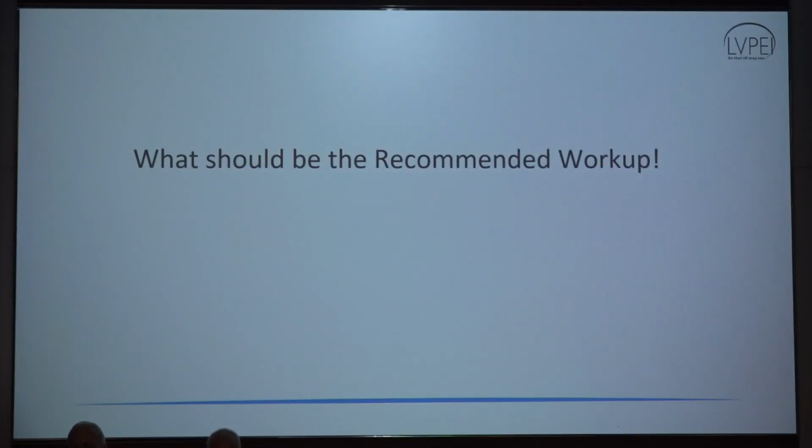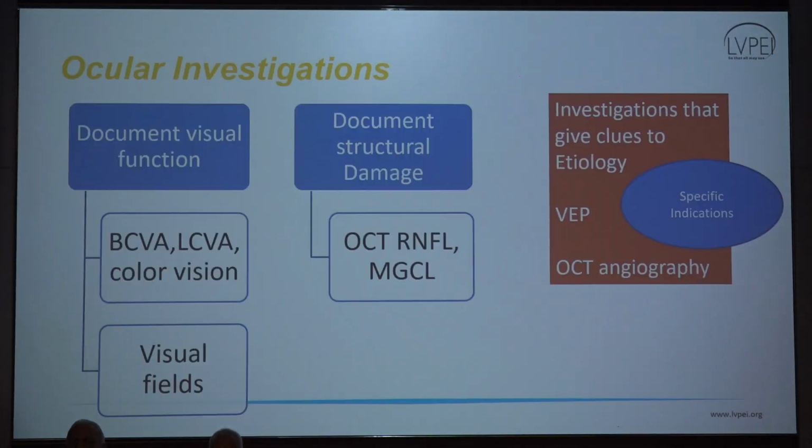So given this, what should be our recommended workup in today's age? Well, we need to do the ocular investigations to document visual functions, visual fields, which are very important. We need to document structural damage, OCT, RNFL, and GCL, which was very well elaborated. But you may skip it at the presentation. You can do it around 3 to 4 weeks when the changes will start manifesting. And if you have diagnostic dilemmas, then we can go to VEP and OCT angiography.